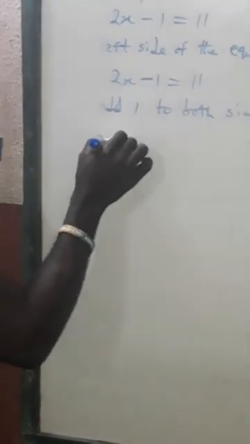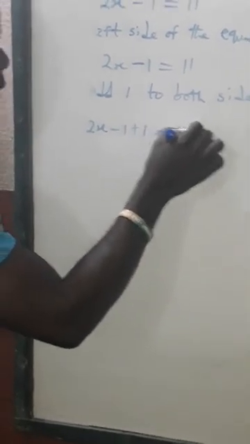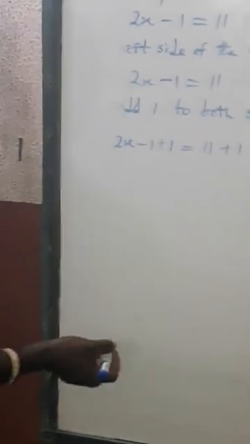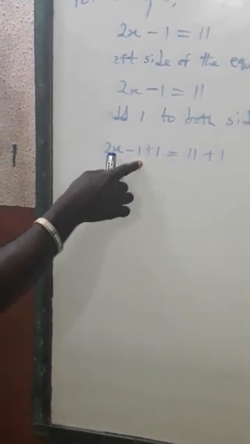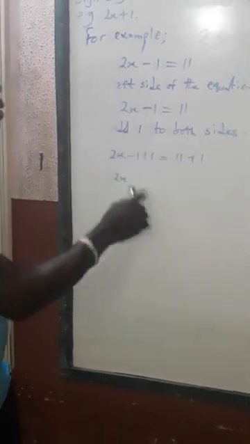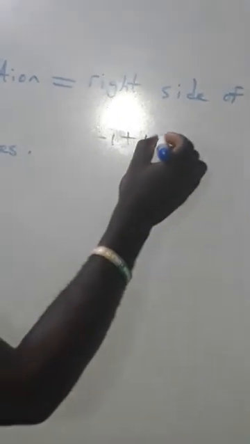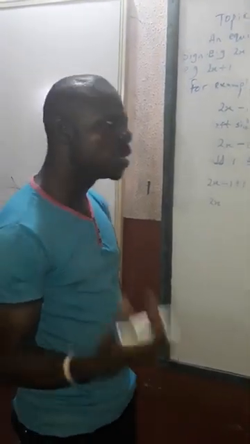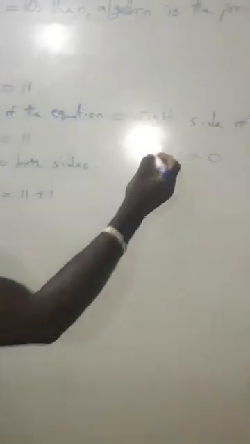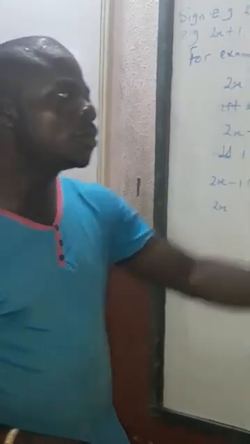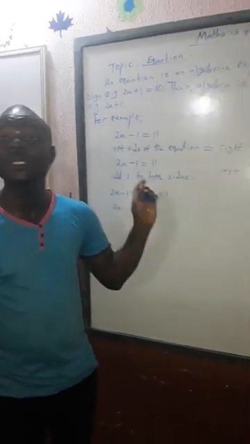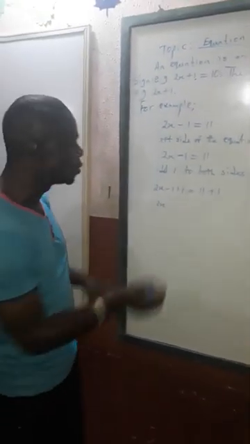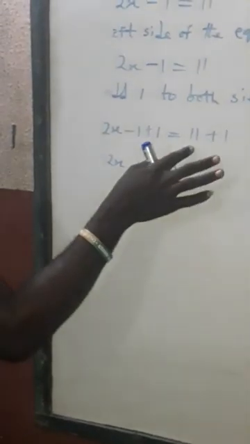Then you have 2x minus 1 plus 1 is equal to 11 plus 1. So you now have 2x. Now, from the number line, you were also told minus 1 plus 1 is equal to 0. Is it understood? Let me explain. You talk about 1 naira of debt yesterday, and today you want to balance your debt, so you pay 1 naira. What do you have left? 0. So that means minus 1 plus 1 is 0. So it is equal to 12, because 11 plus 1 is 12.